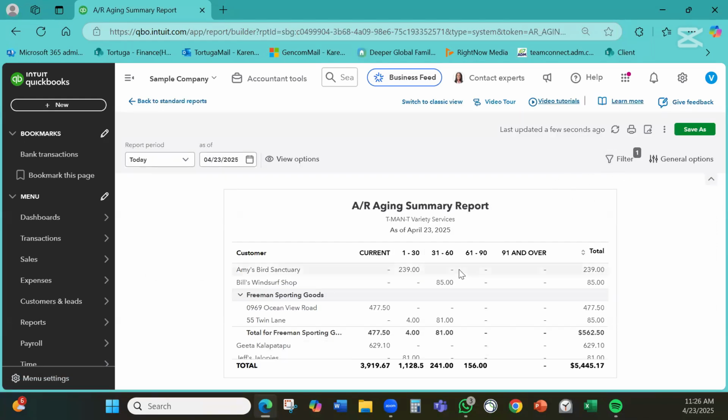All right, see here. This is your inventory, your receivable summary. So it would show you all of who owes you monies.